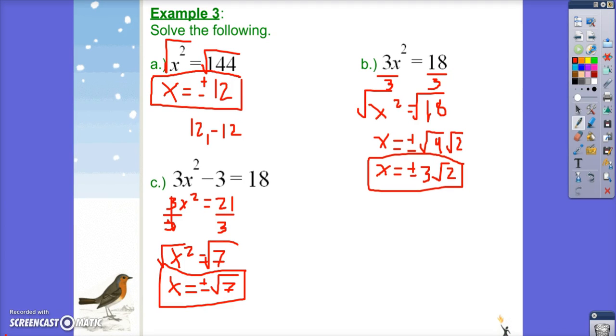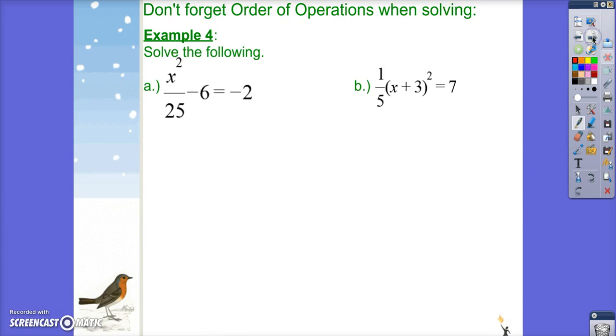All right, so take a look at the next one here. We had to add 3 to both sides, transpose the negative 3 over positive 3, so we get 3x squared equals 21. Divide both sides by 3, x squared equals 7. Take the square root of both sides, we get x equals plus minus root of 7. Final answer, remember we cannot split 7 up further. So we have two last examples today. And I make a note, don't forget order of operations in solving. It's the same as when you would solve algebraic equations.